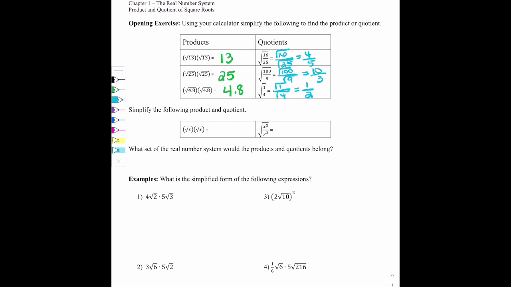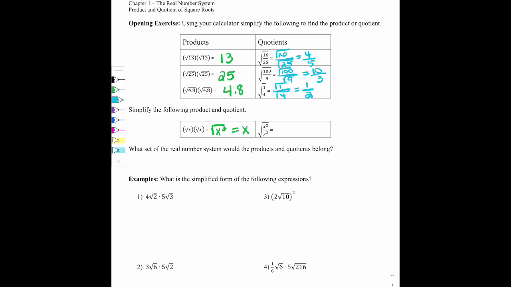So now it says simplify the following product and quotient, but what's happened is they've changed them into variables. So the same idea happens. This square root of x times square root of x, if you want to think about what you're multiplying underneath, you would get square root of x squared, but the square root of x squared is just x. So just like with the numbers you saw above, if you multiply a radical by itself, you basically just eliminate the radical symbol, okay?